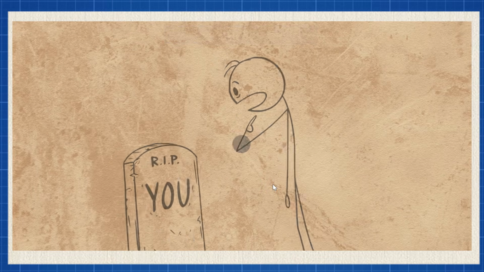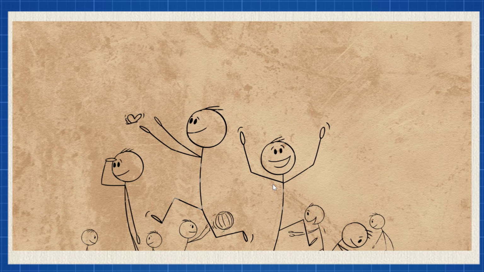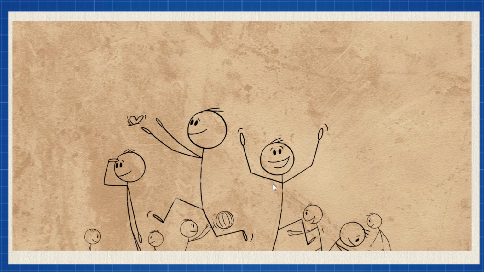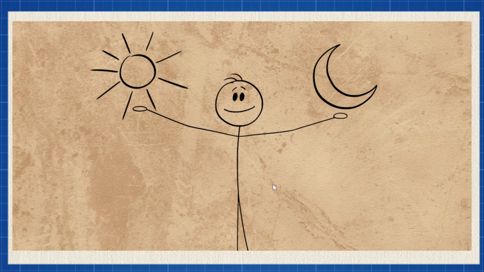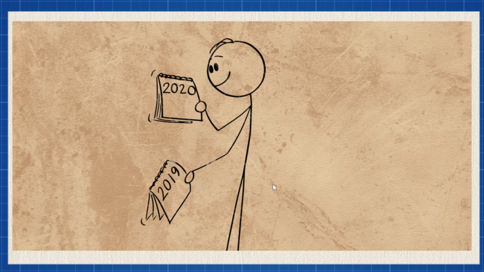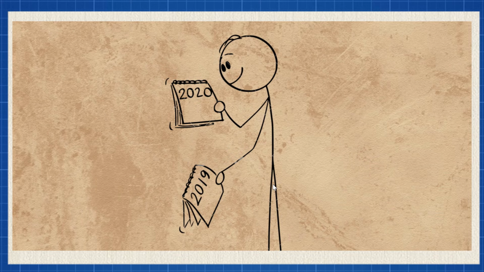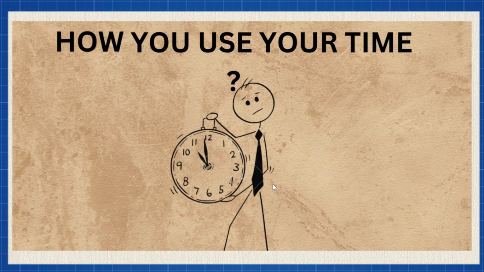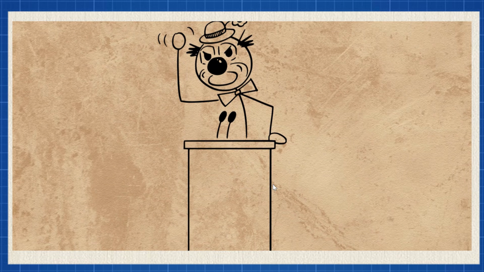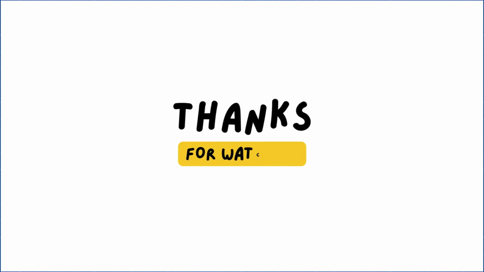Life is short, not because we're destined to leave early, but because we spend too many years living like we'll never die. Time slips quietly, days blur, months disappear, and before we realize it, the future we once imagined has become the past we regret. So today, let's talk about the truth we avoid, how you use your time determines who you become. Thanks so much for watching.